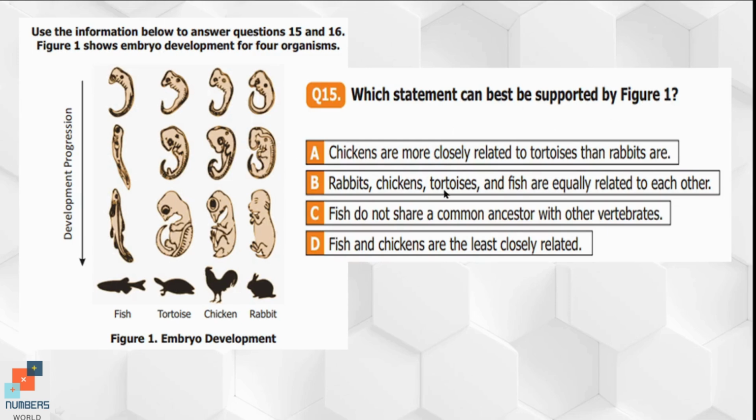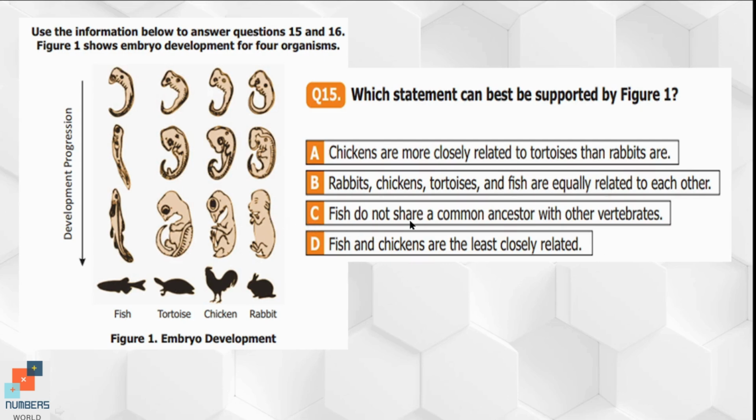Option A, chickens are more closely related to tortoises than rabbits are. So we can see the embryo development of chickens is relatively closer to tortoises as compared to rabbits, but still we will read the other options as well before confirming the answer. Option B is rabbits, chicken, tortoises, and fish are equally related to each other. That is not correct because definitely their embryo development procedure is different from each other.